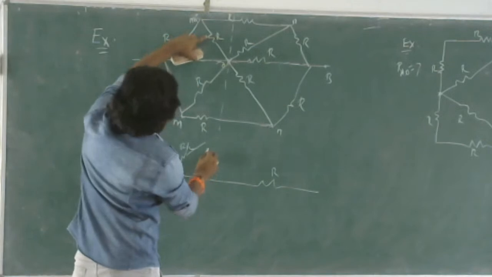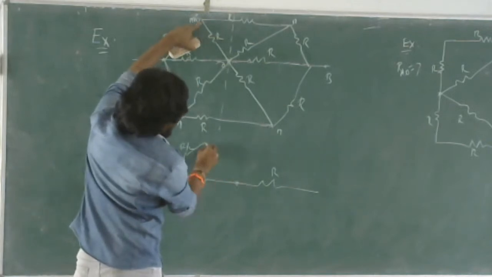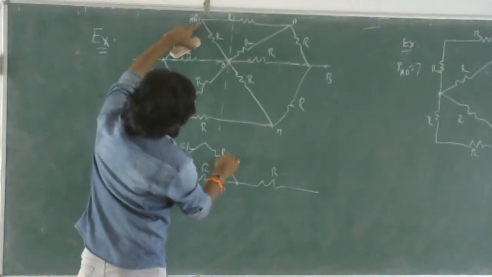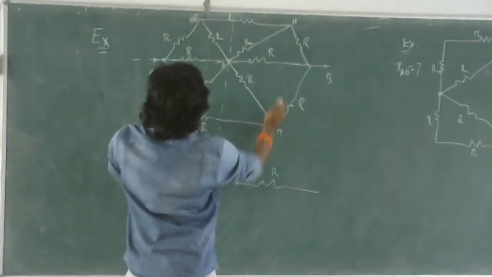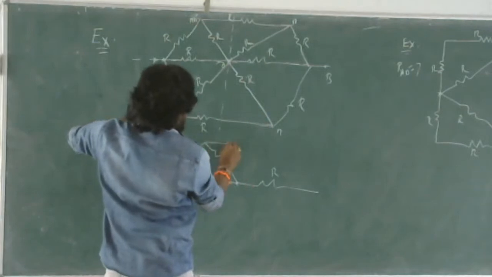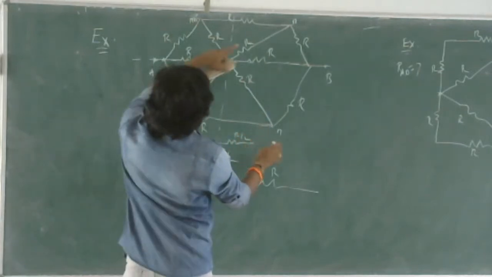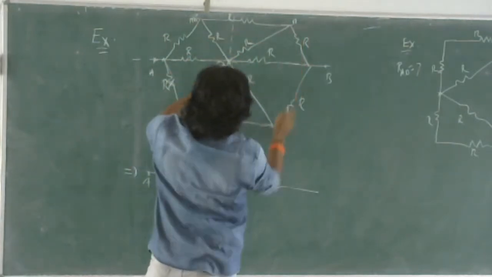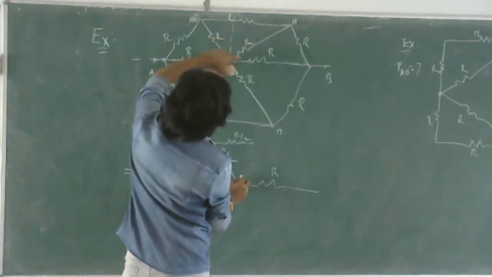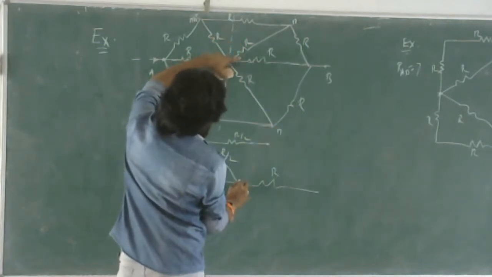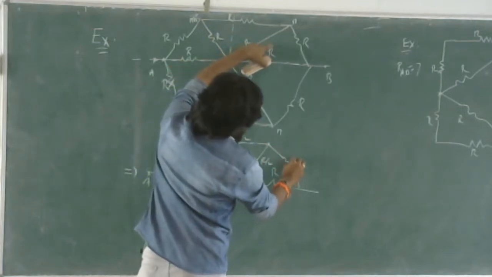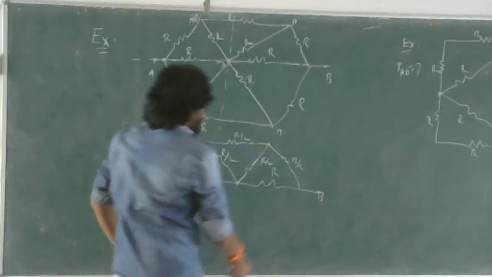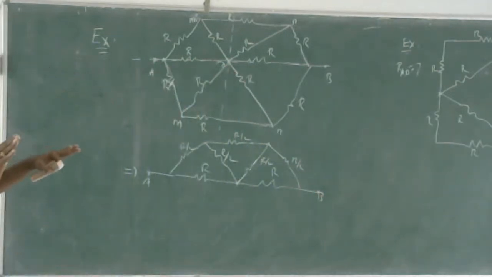Then these two can be replaced, from this point to this point, with R by 2. And this is between M and N, that is also between M and N, so you can take this as R by 2. Then again, these two between O and N can be replaced here with R by 2. And here another one is R by 2. This is your B. So now, this is what we call the first step of reducing.